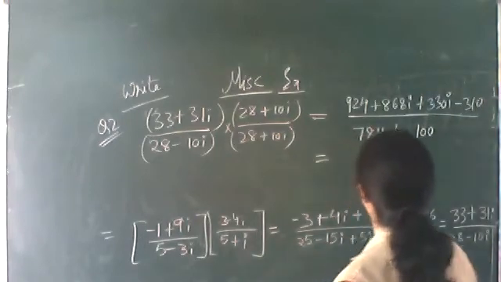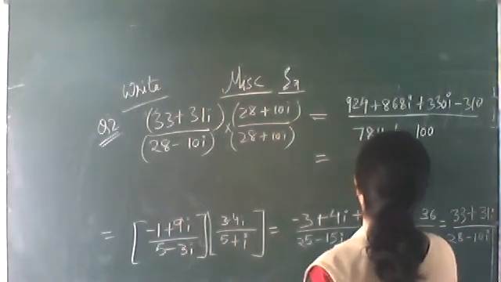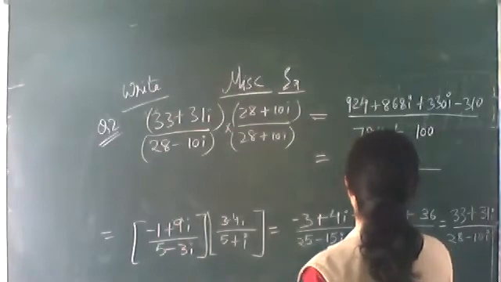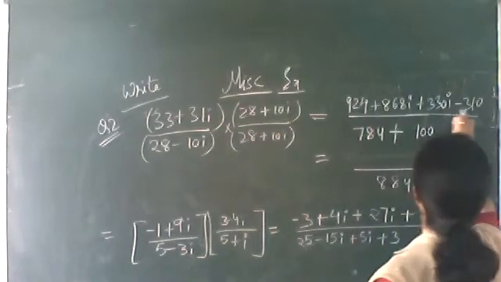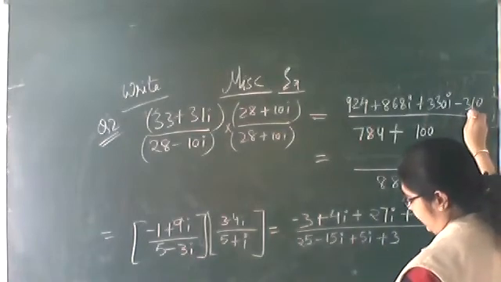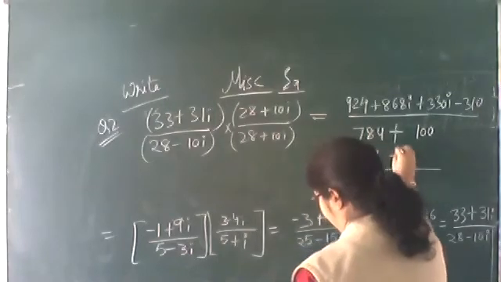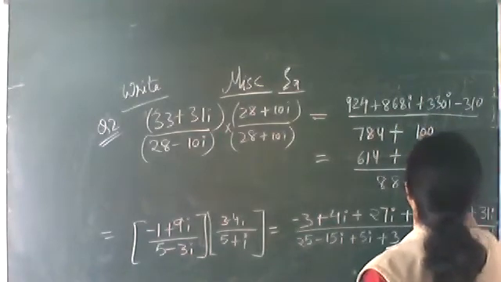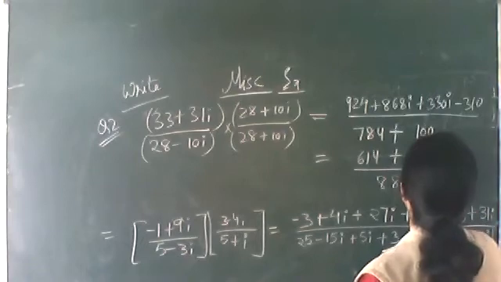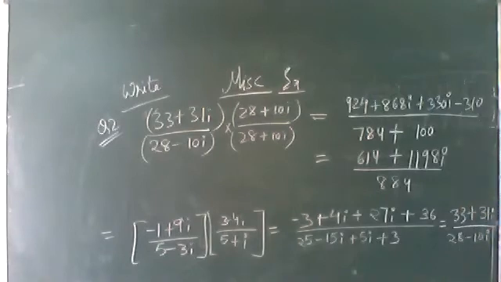So this will be equal to 784 plus 100, which is 884. And in the numerator what you will have? 924 plus minus 310, which is 614. Plus now you will have 868 plus 330, which is 1198 iota. So 614 plus 1198 iota upon 884.